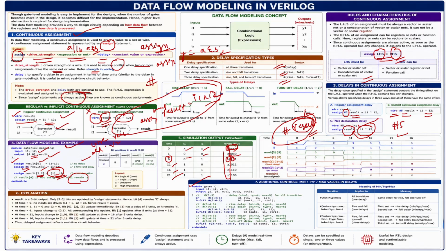This is the data flow modeling. Most designers use data flow modeling and behavioral modeling, because data flow modeling we apply to combinational circuits. Combinational circuits means AND gate, OR gate, NOT gate, adders, subtractors, multiplexer, demultiplexer. All these come under combinational circuits. Whenever you give input, you get output immediately. That is the representation of data flow modeling.